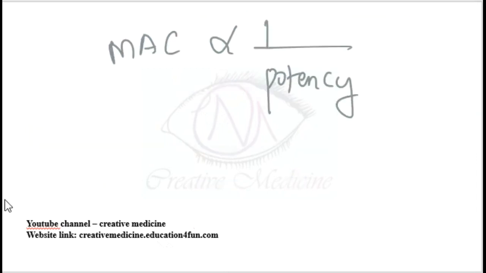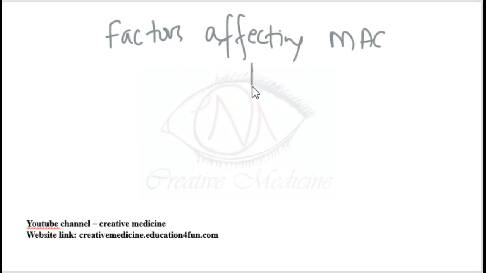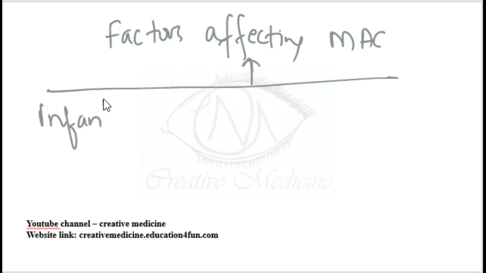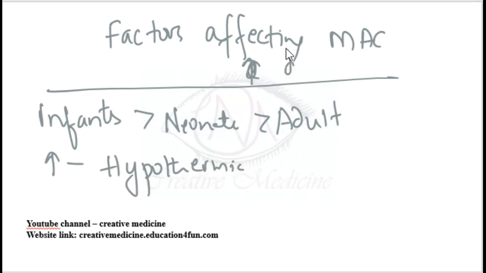Factors affecting the minimum alveolar concentration. First, the factors affecting age. Minimum alveolar concentration is maximum in infants, that is from 1 to 6 months, followed by neonates, and then it is less in adults. Minimum alveolar concentration is decreased by temperature changes like hypothermia or hyperthermia up to 42 degrees Celsius.